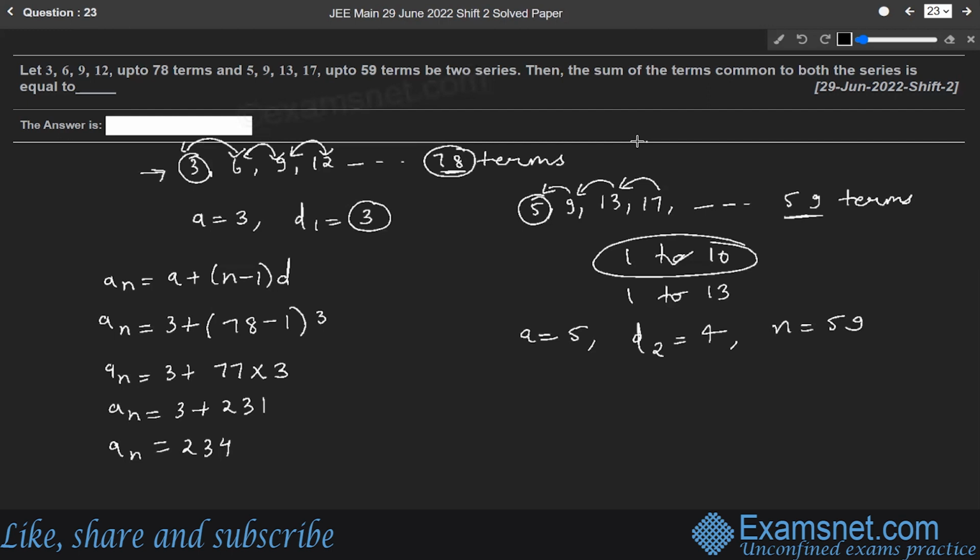Now let us find the last term. The last term will be an is equal to a plus n minus 1 into d. This is the formula to calculate the last term. Here an will be the last term, right? So an will be what? What is a? 5 plus n minus 1, 59 minus 1 into d. What is d? D is the common difference. For this series, the common difference is 4.